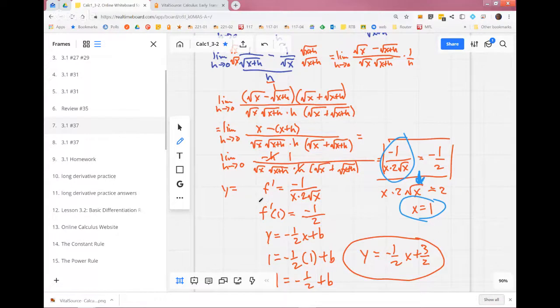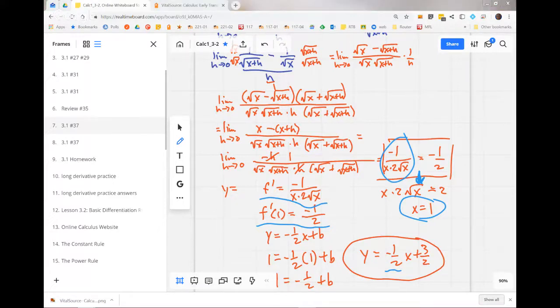Now we could go back here and take our derivative, and what's f prime at 1? So you plug in a 1 and you get negative 1/2. Okay, now we know the slope of our line, negative 1/2. So get rid of the pictures here. Hang on.